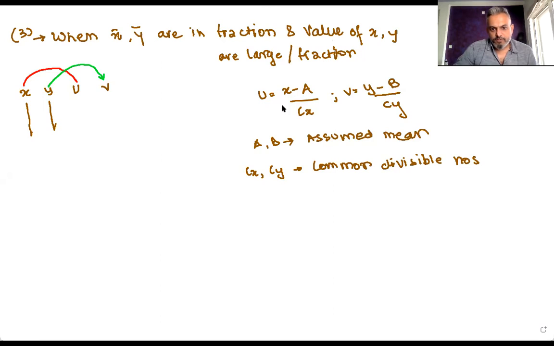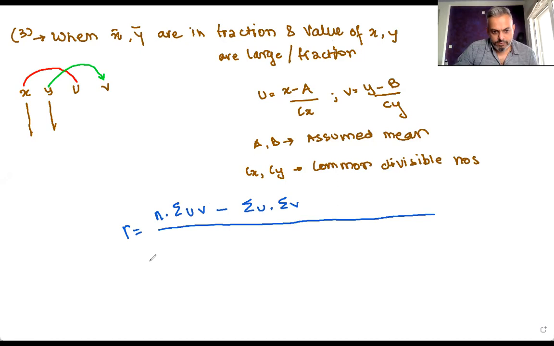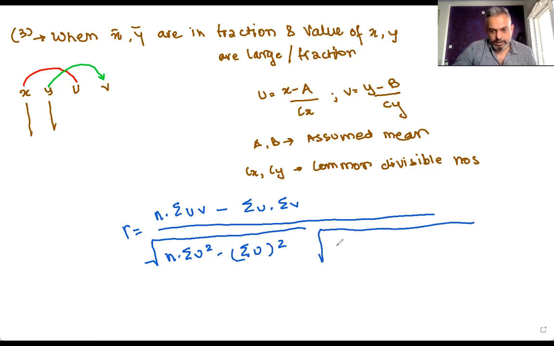Now let's write the formula. Formula is r is equal to n sigma, instead of x we have u, instead of y we have v, minus sigma u into sigma v, upon under root n sigma u square minus sigma u the whole square, under root n sigma v square minus sigma v the whole square.